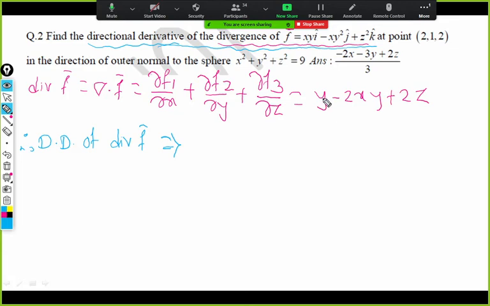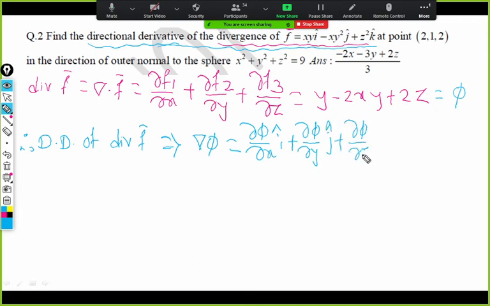So we'll give some notation to this function. Let me denote this function by phi. Then what is del phi? Del phi is the directional derivative of phi, and that phi is nothing but the divergence of f bar. So del phi indirectly becomes the directional derivative of divergence of f bar, and that becomes dou phi by dou x i plus dou phi by dou y j plus dou phi by dou z k.